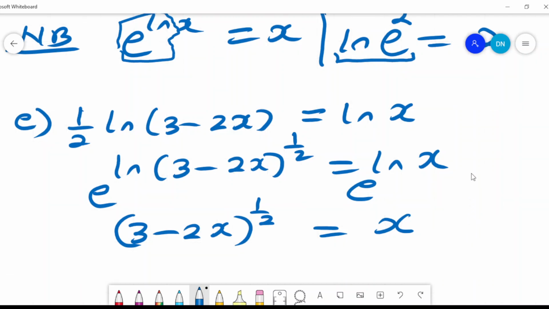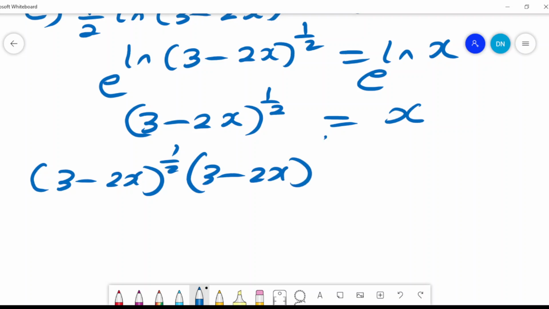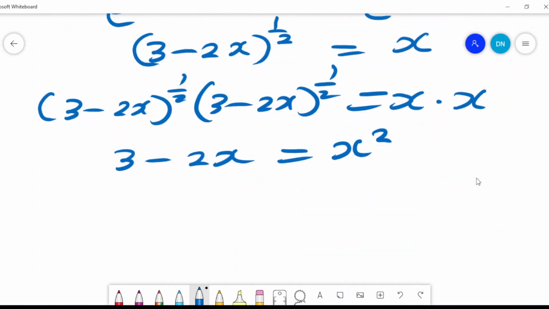What's the next step? I multiply this equation by itself, so it will be 3 minus 2x raised to the power half, times 3 minus 2x raised to the power half, which is x, and since I have 2 of them on this side, it will be x times x. A half plus a half, using the law of indices, will give me 1. So I'll be left with 3 minus 2x is equal to x squared. I want to put these terms on the same side. So I have x squared plus 2x minus 3 is equal to 0.